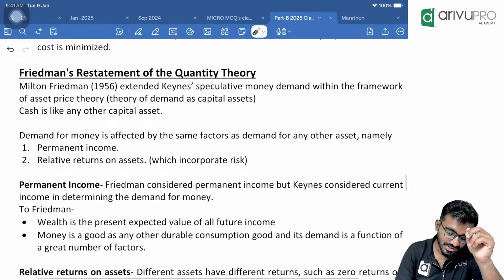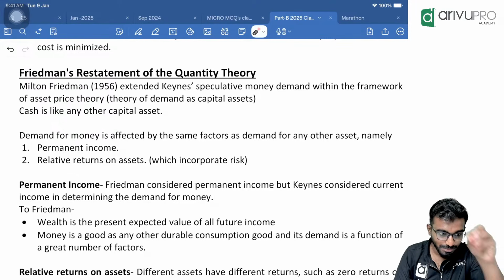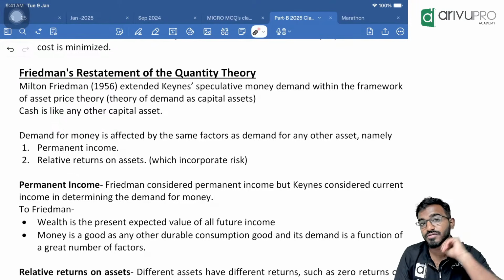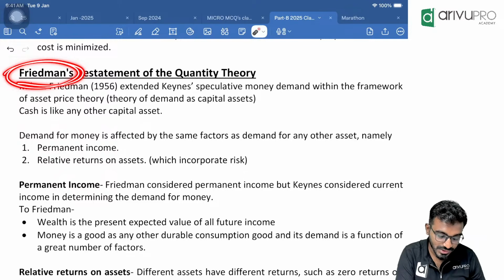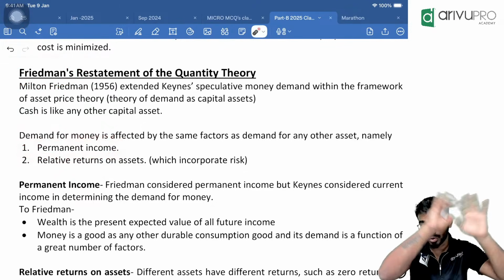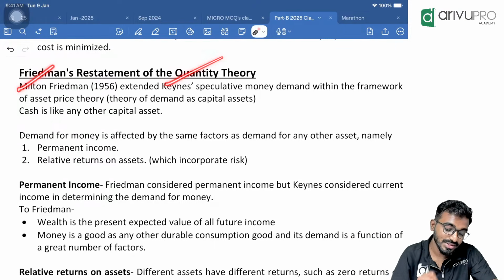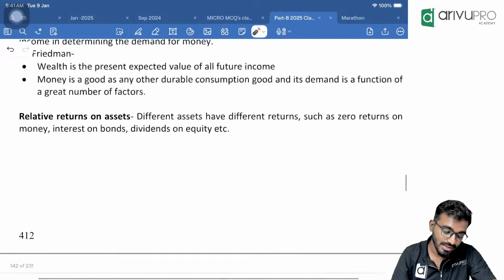So Milton Friedman said we should consider which income? Permanent income. But Keynes considered only present income. He analyzed only in the present scenario. Keynes never considered a future scenario. But who is considering the future scenario? Friedman. And that too in future, which income? Permanent. Whatever total income that we are going to earn in the near future. That is Milton Friedman's restatement of the quantity theory.